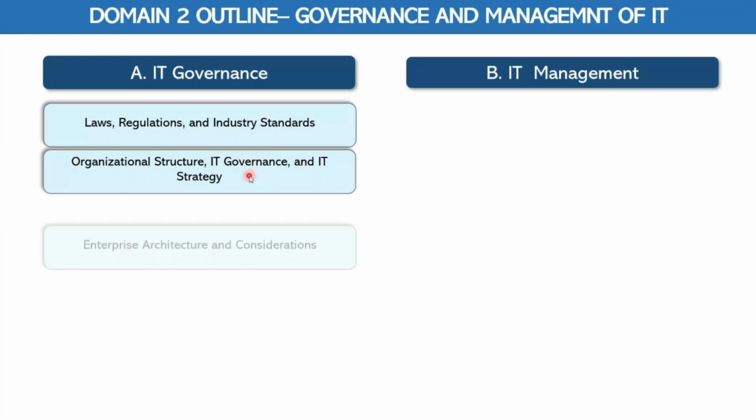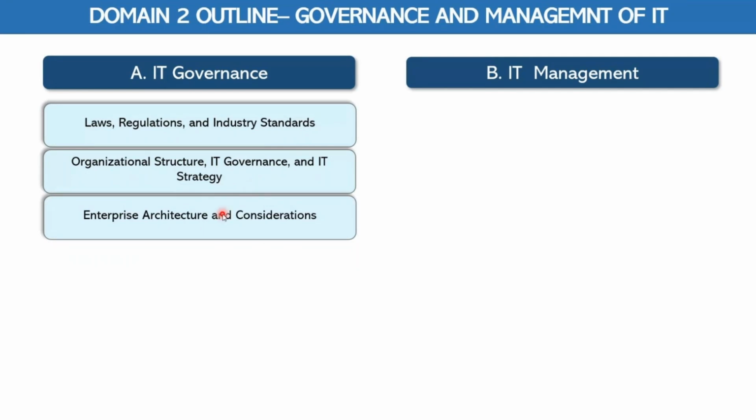The third section in Part A is enterprise architecture and its considerations. So what is an enterprise architecture? It's a very simple diagram which denotes the current state of an organization and where it aspires to go, the desired future state.